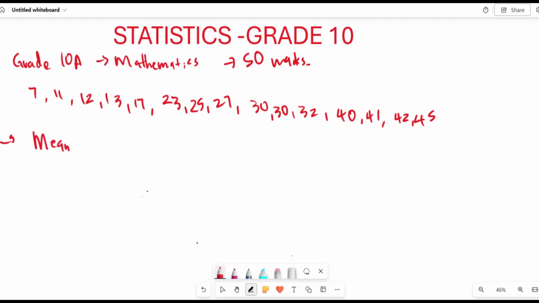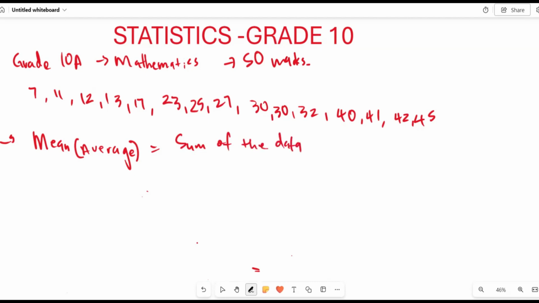The easier way of understanding the mean is that it is given by the average of the data. And how do we go about getting our mean? In order for us to get the mean, this is going to be the sum of the data divided by the total of the data.